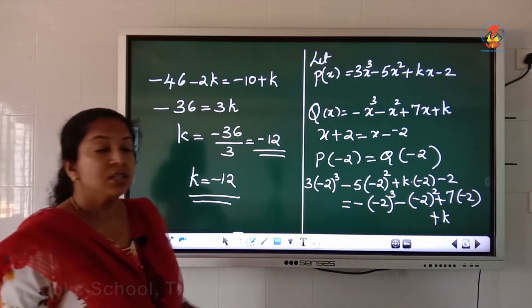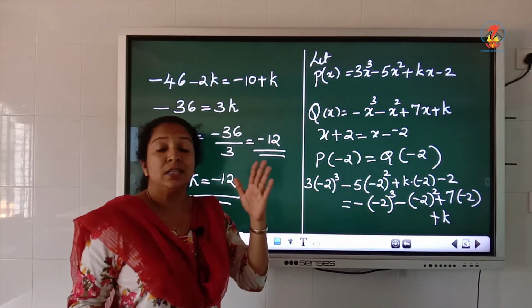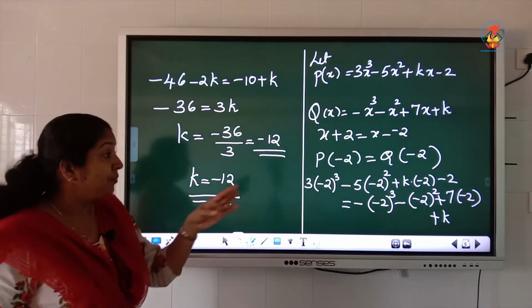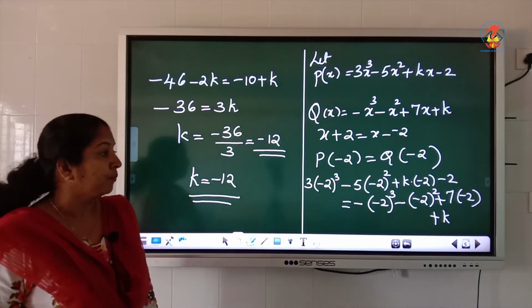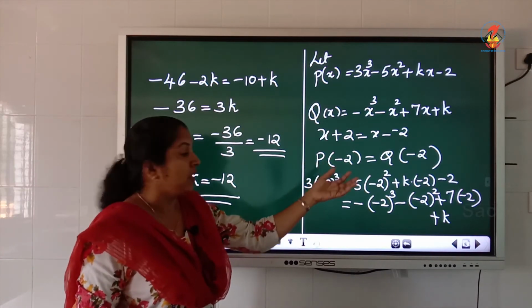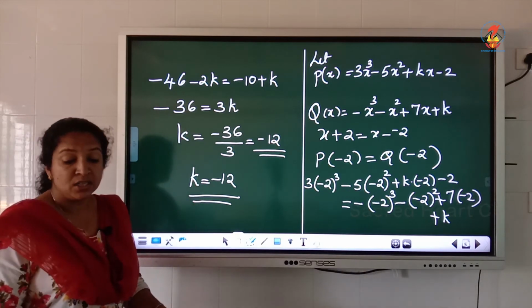Here, two polynomials are given. When they are divided by x plus 2, the remainder obtained is the same. So, what we have done is p of minus 2 is equal to q of minus 2. This is the remainder obtained. So, equating both, we are getting k as minus 12.